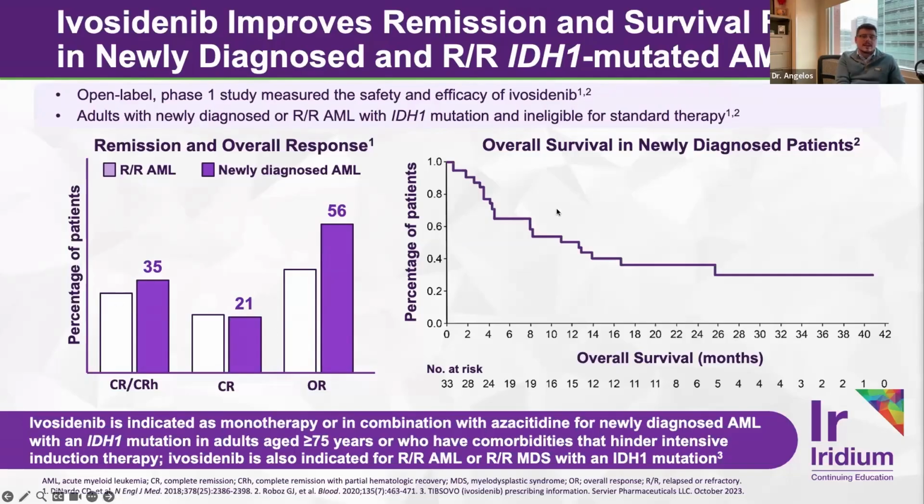And this one slide here is the data from the newly diagnosed cohort, which is single agent ivosidenib. But you can appreciate here that overall survival can actually be on the order of about a year or so, just with this one targeted drug.